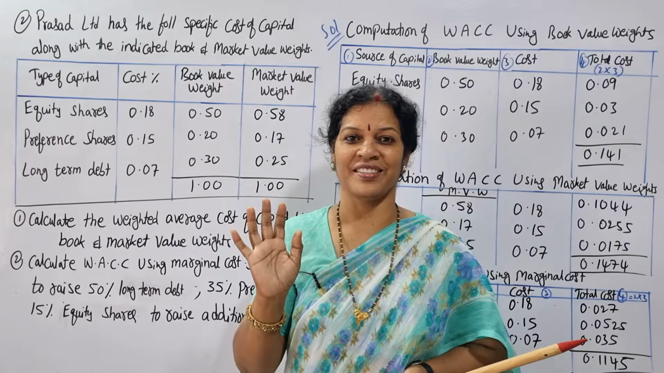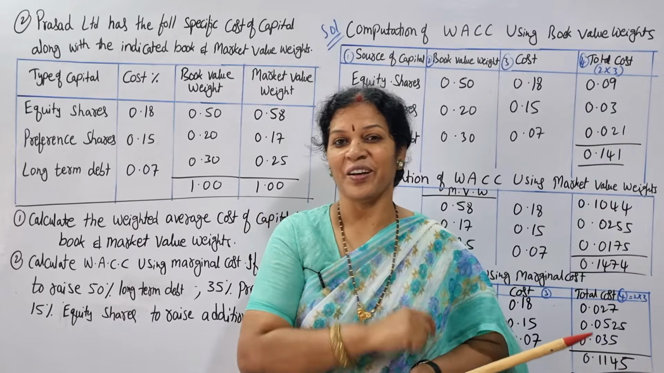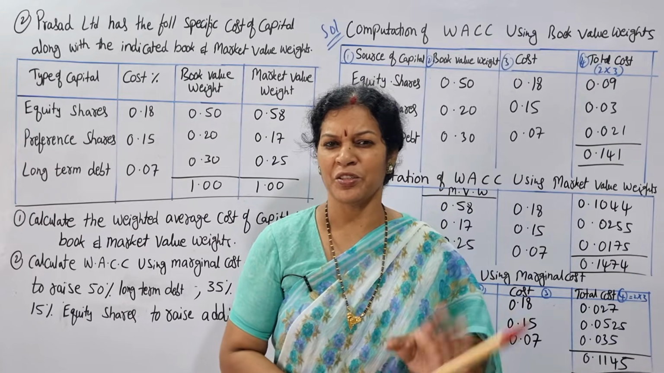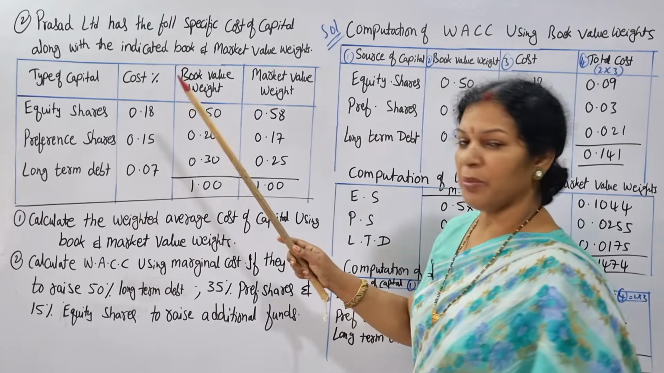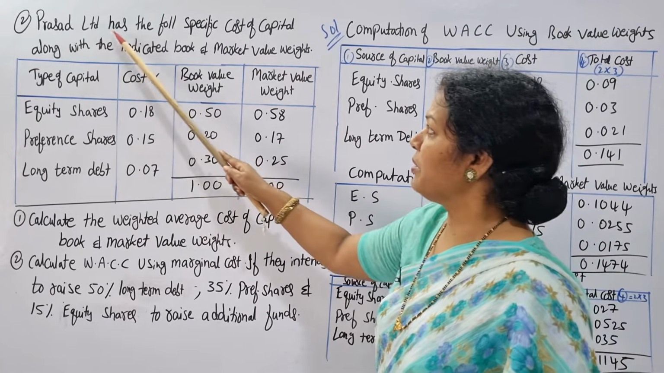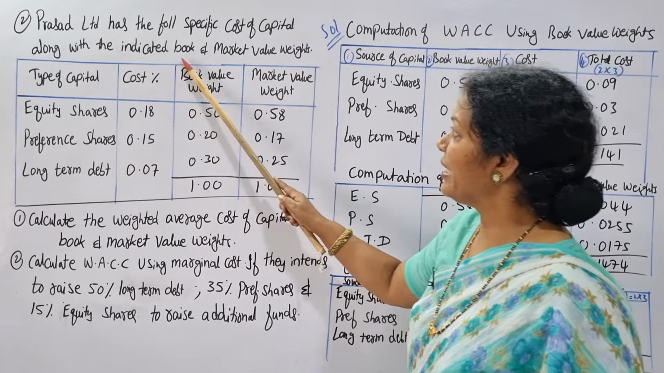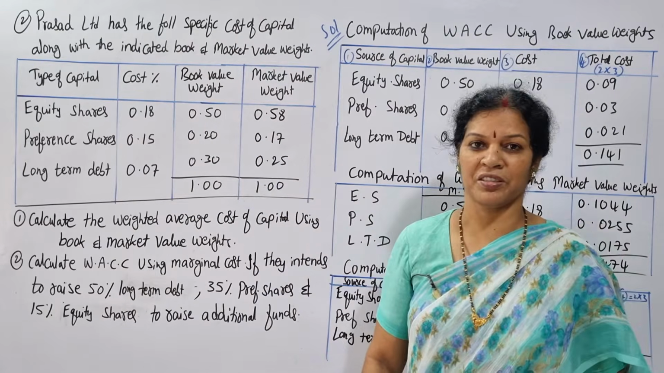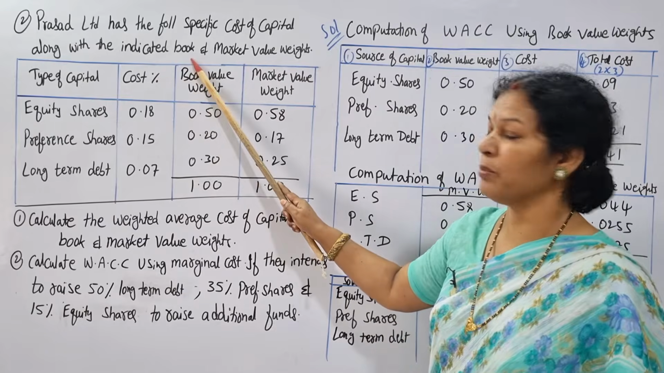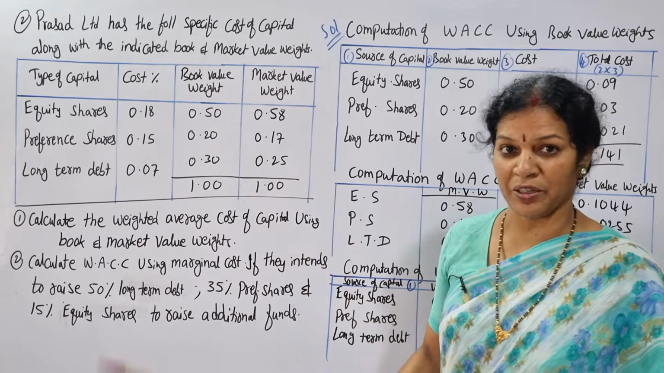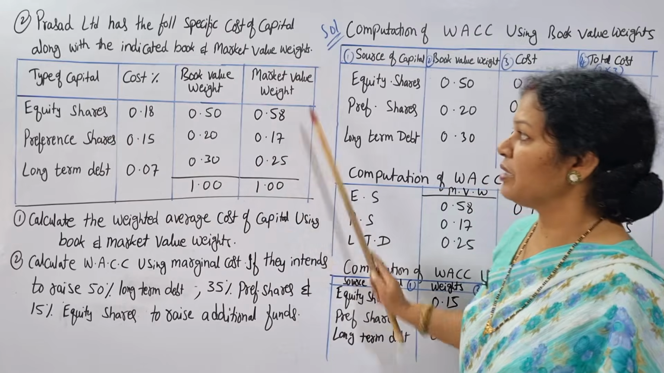So this is this. Then you can. Now let's focus on one problem. Just 5-10 minutes of focus. So the problem is given like this. Prasar Limited has the following specific cost of capital along with the indicated book and market value weights. Weights are given as per the book value and also as per the market value. Okay, so this is the table given to us.